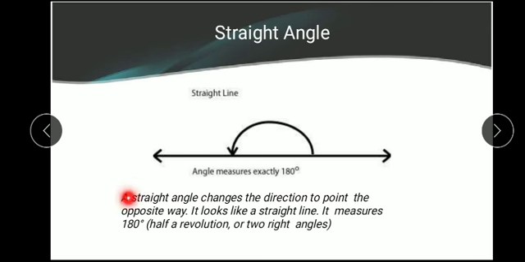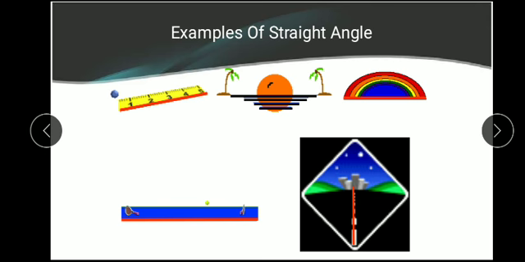Straight angle. A straight angle changes the direction to point the opposite way. It looks like a straight line. It measures 180 degrees, half a revolution or two right angles. If we add angles and they make a straight line, that is called a straight angle, and the measure is 180 degrees. Or we can say two right angles make a straight angle. This is another example of a straight angle.